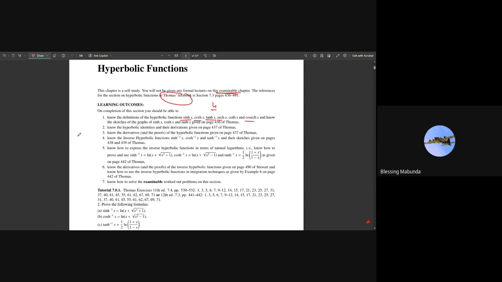You should also note the hyperbolic identities and their derivatives given in the textbook. We'll look at that. Note the derivatives and the proofs of the hyperbolic functions. Right, so derivatives and proofs. And note the inverse hyperbolic functions: sinh inverse, cosh inverse, tanh inverse, and their sketches. Now, to express the inverse hyperbolic functions in terms of natural logarithms, know that sinh inverse of x is equal to the natural log of x plus the square root of x squared plus 1, and so on.